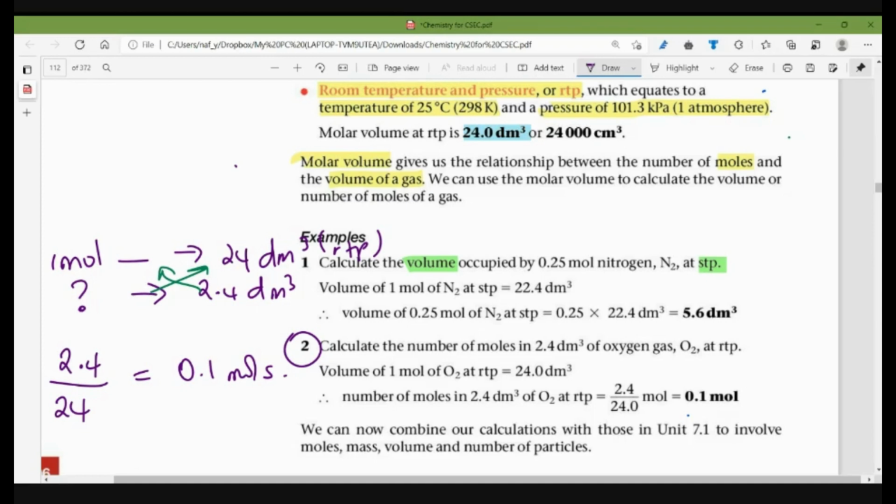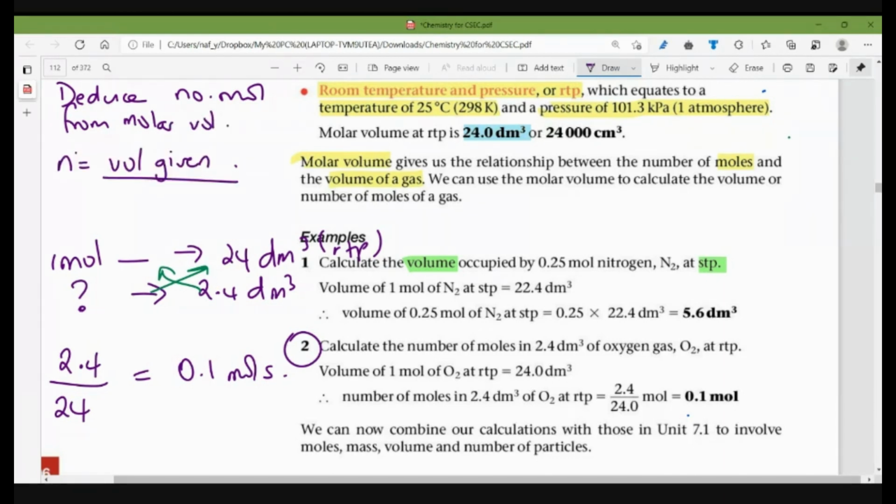So this one is quite easy. Find out the number of moles. Hold on now, my formula persons. I want you to deduce the formula for the number of moles. Find number of moles from molar volume. I want a formula that uses the given volume over the volume at either RTP or STP.